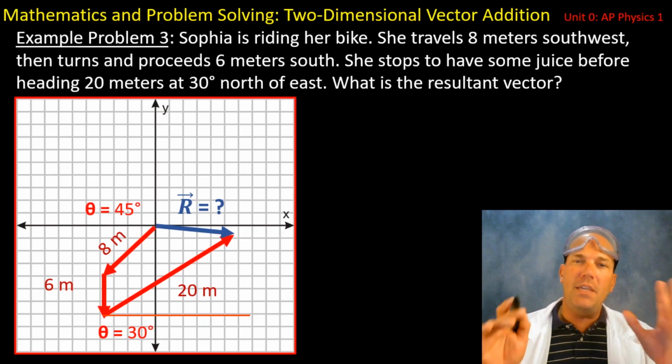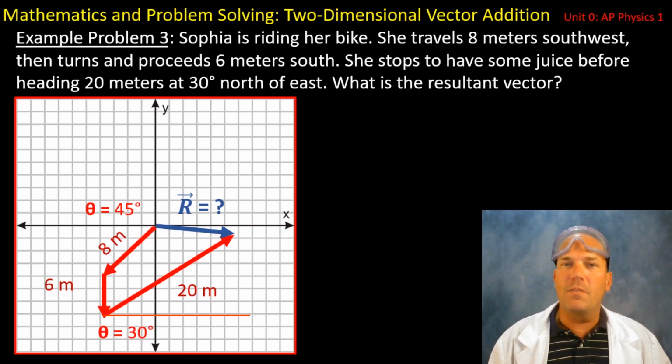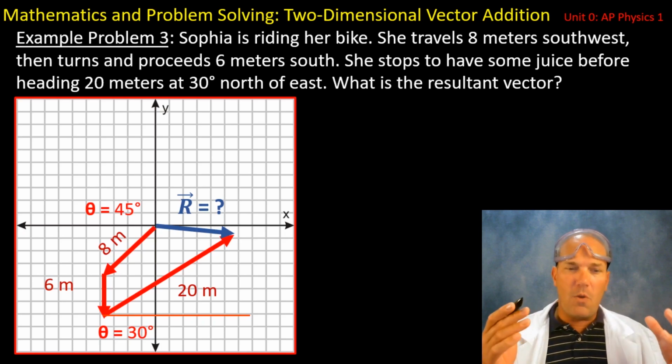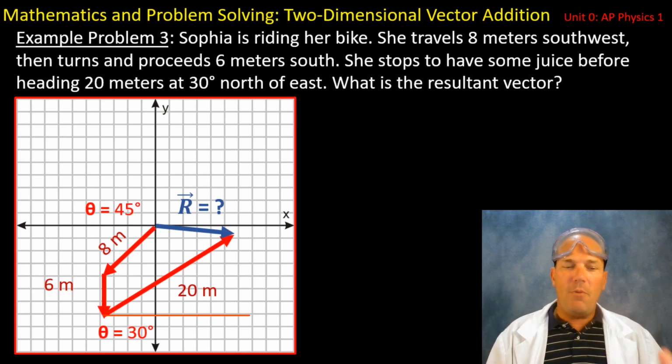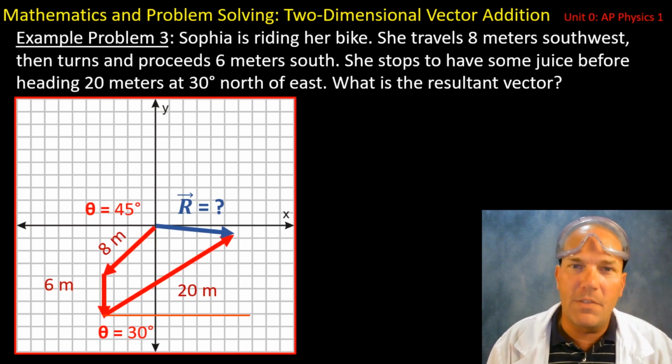As you can see here, we have our resultant vector. At least we know what it should look like. We have it sketched out. Now we need to actually solve this problem.